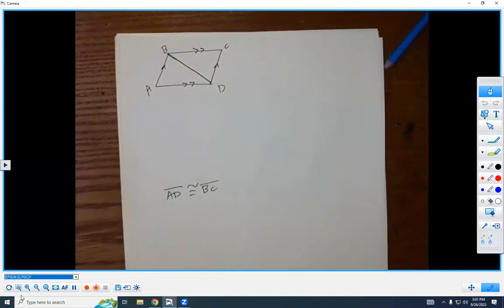That is a diagonal. Agree? So now, angle A, B, B and C, D, B.